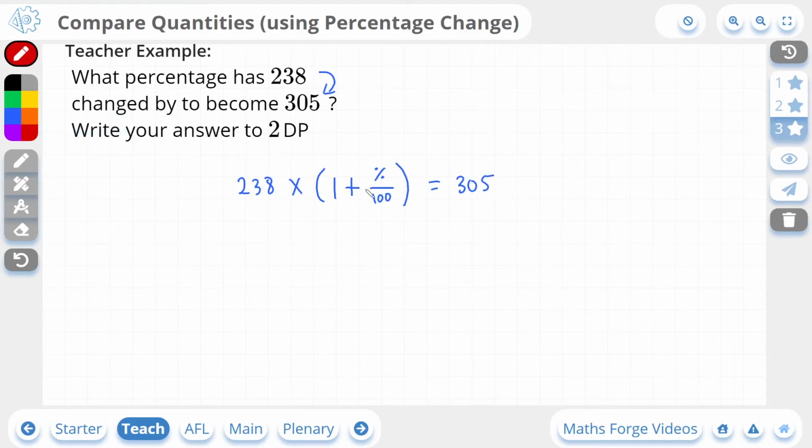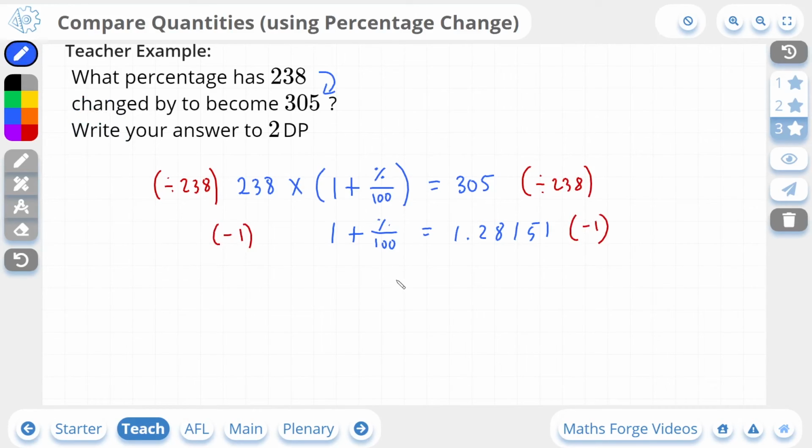So now if we rearrange for this percentage symbol, I'm going to first begin by dividing both sides of this equation by 238. This now leaves us with 1 plus the percentage symbol over 100, which is equal to 305 divided by 238, and this gives us 1.28151. Now, there are more decimal places, but I think that this is going to be enough to work with. The next step is to get rid of this positive 1 here, and we do that by subtracting 1 on both sides. This now leaves us with percentage symbol over 100, which is equal to 0.28151.